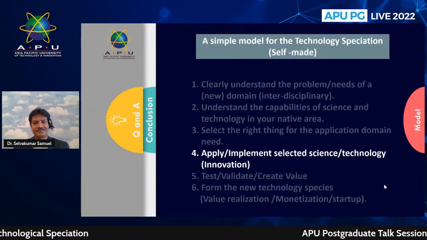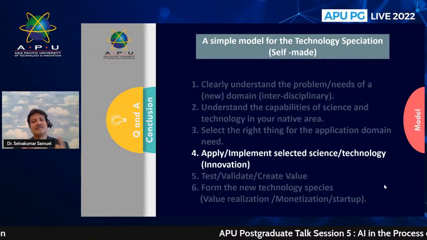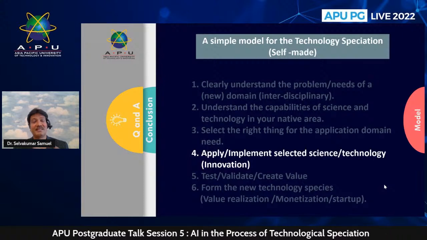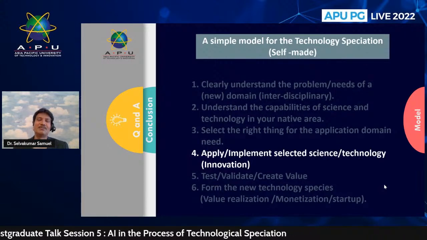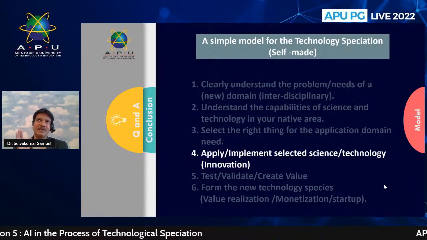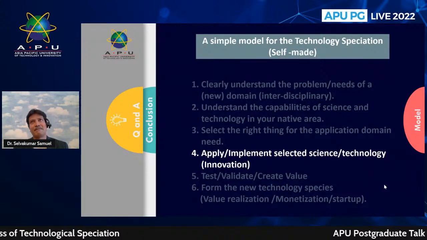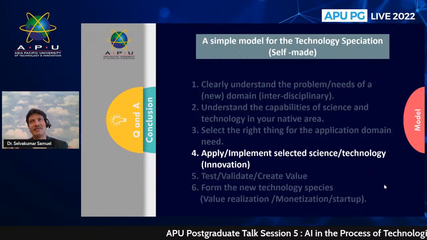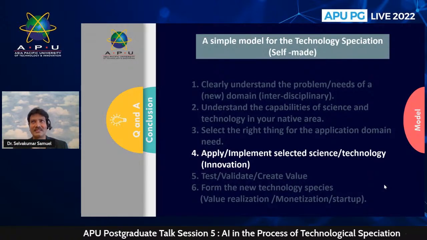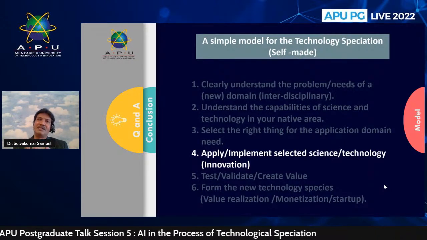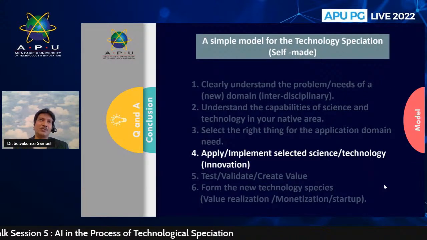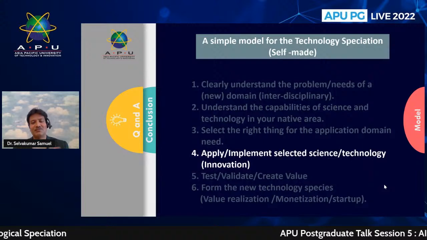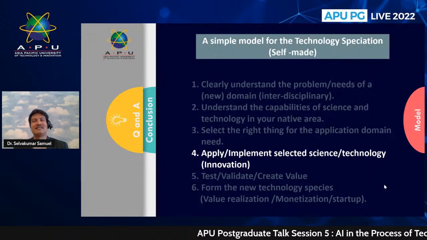Fourth step: implement, apply. That is nothing but innovation. What is innovation basically? Introducing something new to a domain. It may be a method, a technology, a technique, a tool, a concept or theory, whatever it is. Introduce something new to a domain. That is innovation basically. So the fourth step is actually innovation. Apply.